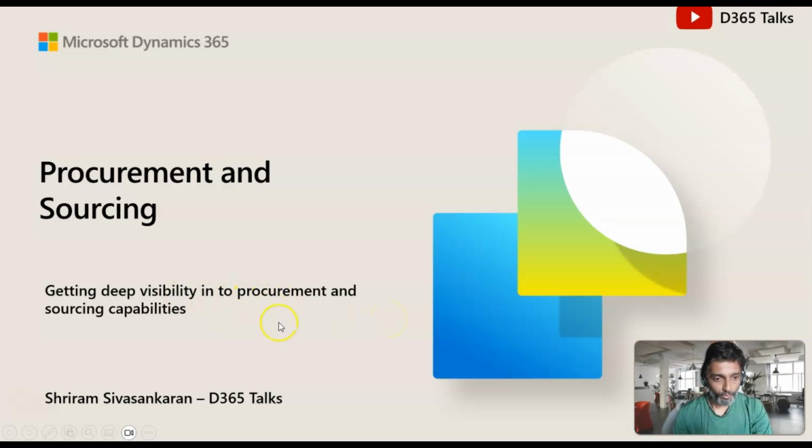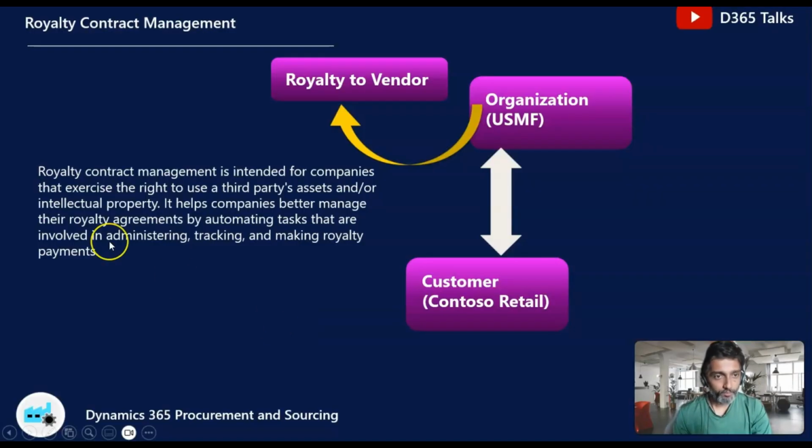So let's quickly get into today's topic of royalty contract management. First, let's try to understand the basic fundamental definition for royalty contract management in Dynamics 365. Royalty contract management is intended for companies that exercise the right to use a third party's asset. So this third party needs to be created as a vendor in our system, and or intellectual properties.